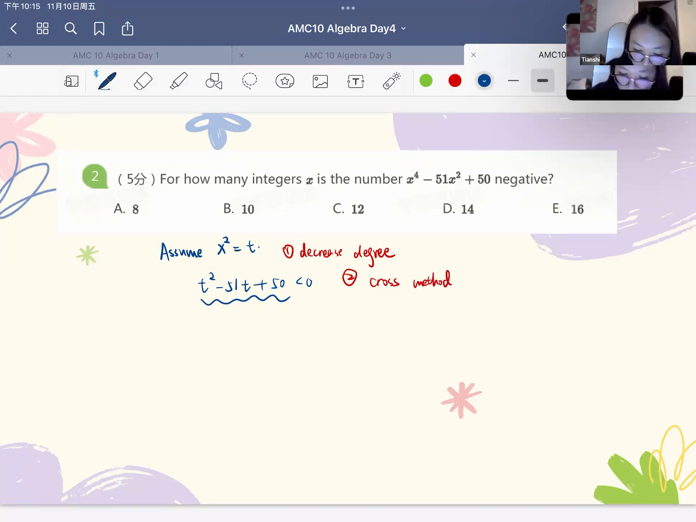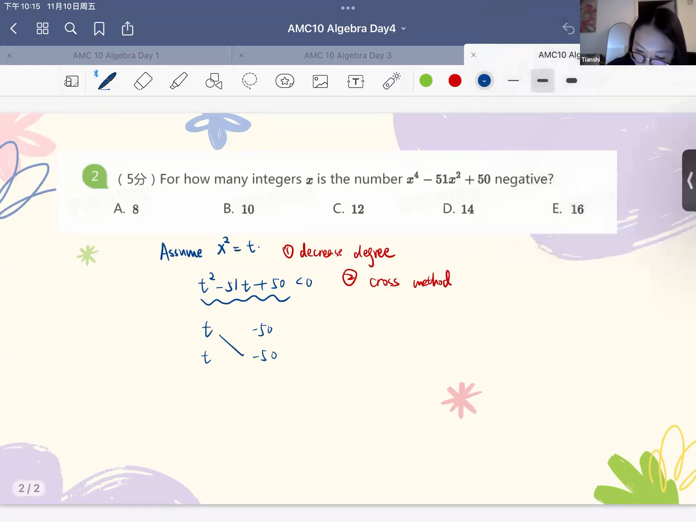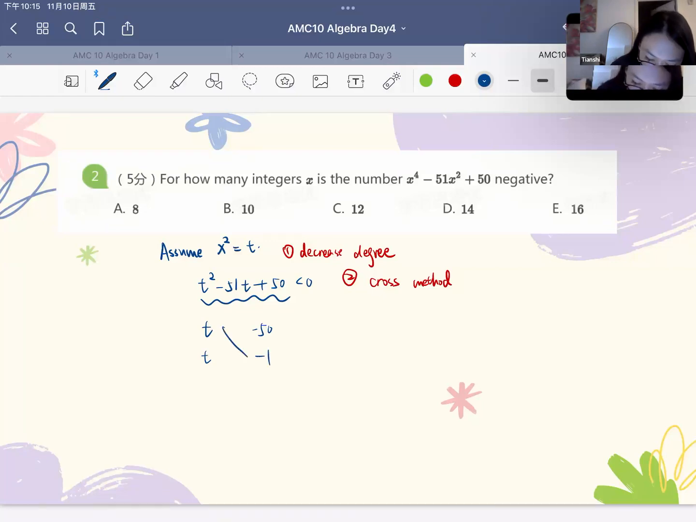Here we have t and t, and then negative 50 and negative 1. So we have t minus 50 times t minus 1 is smaller than 0, right?